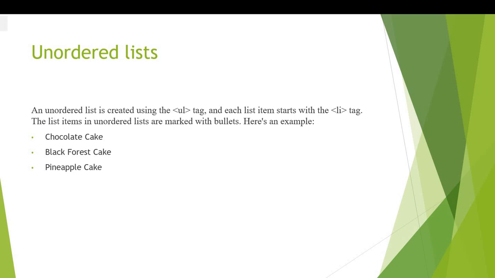Unordered lists. An unordered list is created using the UL tag, and each list item starts with the LI tag. The list items in unordered lists are marked with bullets. Here's an example: chocolate cake, black forest cake, pineapple cake. You can see symbols right behind them.